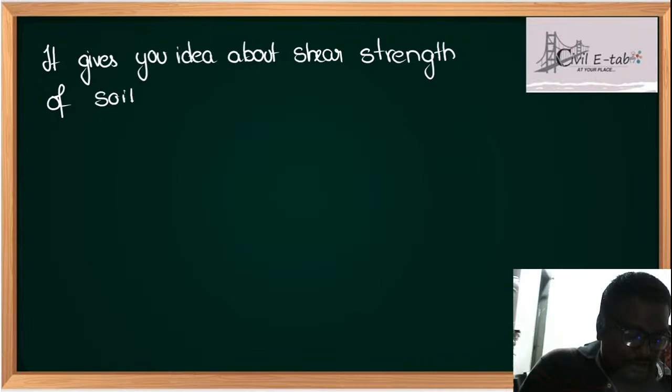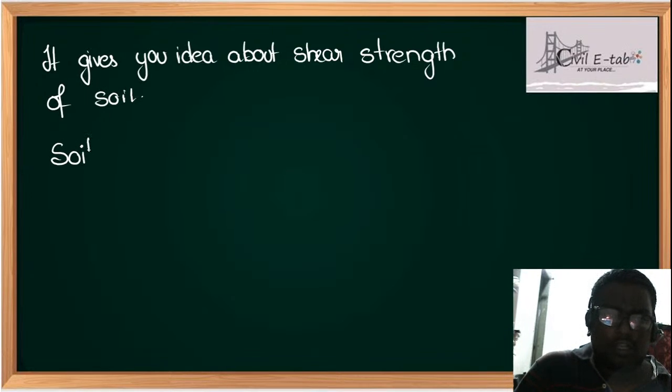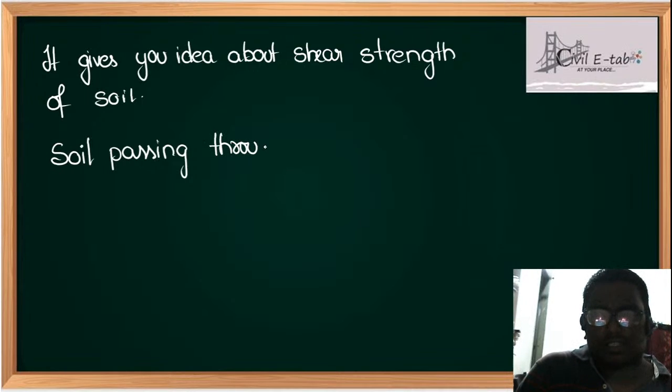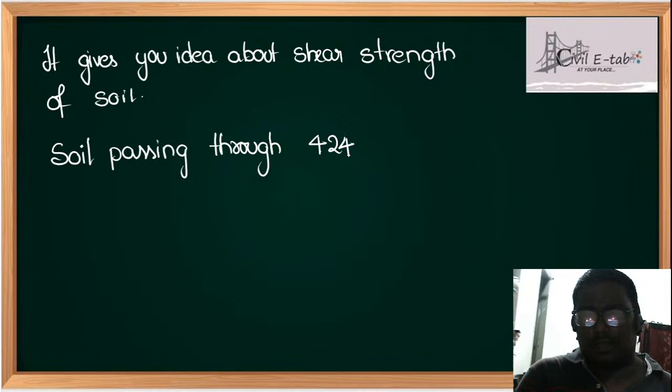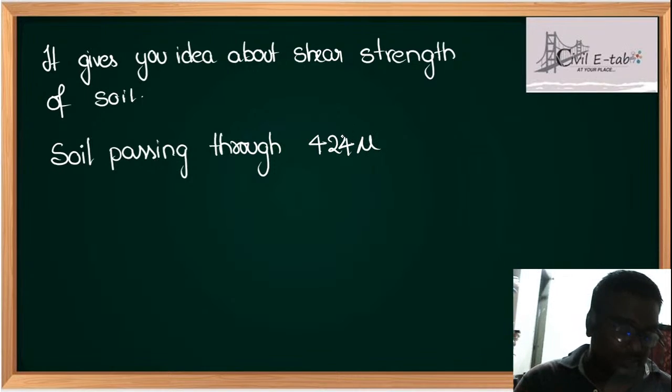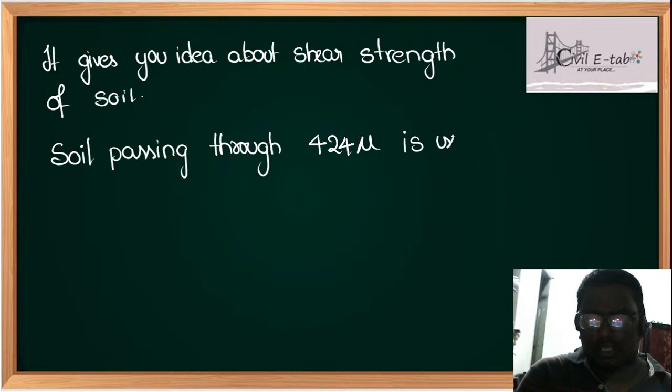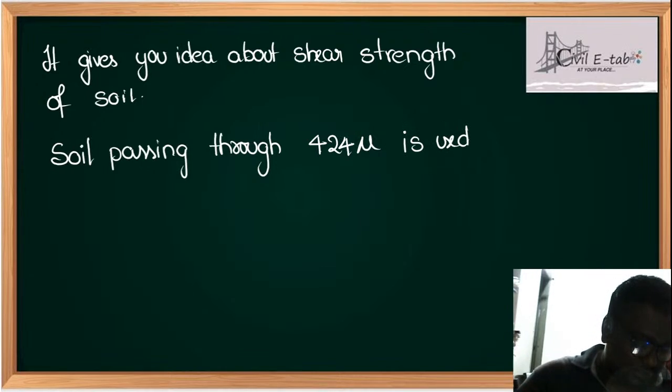Now, when you are performing the test, soil passing through which micron sieve is used? This is another important question they can ask you, students. Soil passing through 424 micron sieve is used in this test. Whatever soil you are using for this test should pass through the 424 micron sieve. This can be a question asked in previous years. Am I clear, students?